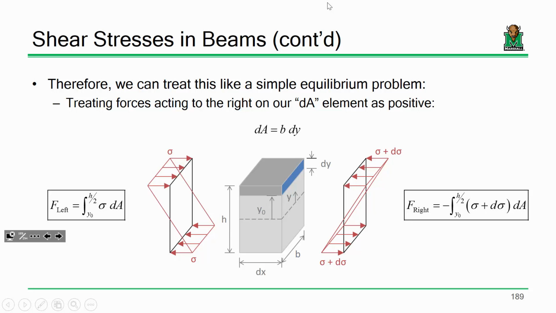Now, if I look on the left side, what's going on? Well, on the left side, I can calculate the force on that strip. What is it? Sigma times dA, and I can integrate. Now I'm integrating along that depth, which is really from here to here, so that's from y naught to h over 2. Now, I'm saying that forces going to the right are positive. These forces here are going to the left, so that's why I've got a negative sign. Sound good? Any questions?